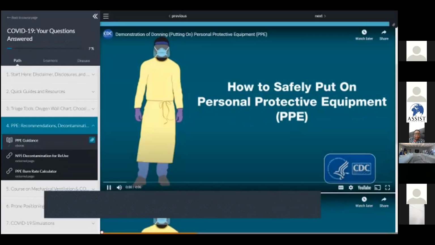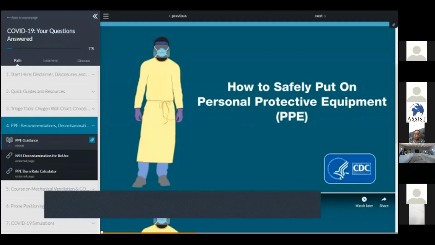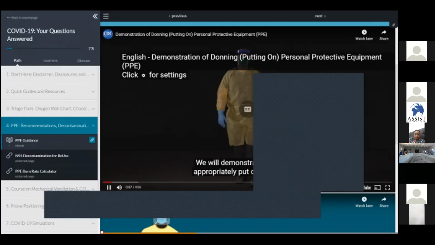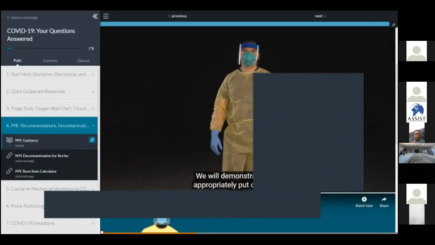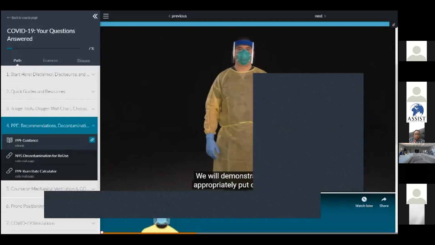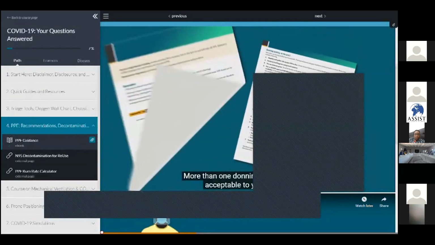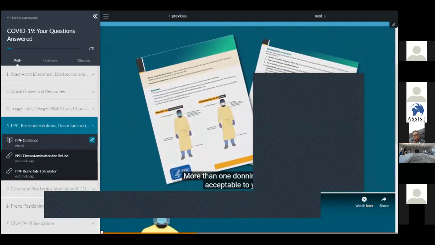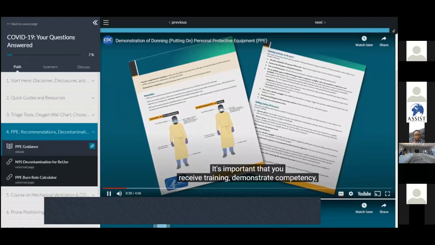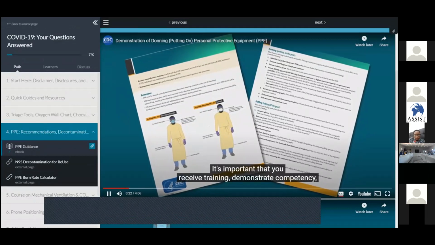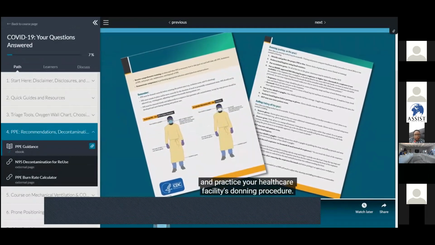How to safely put on personal protective equipment, or more commonly called PPE. We will demonstrate one way to appropriately put on or don PPE. More than one donning method may be acceptable to your facility. It's important that you receive training, demonstrate competency, and practice your healthcare facility's donning procedure.